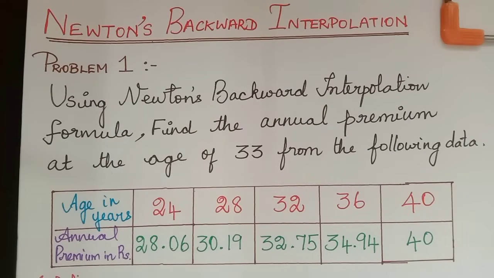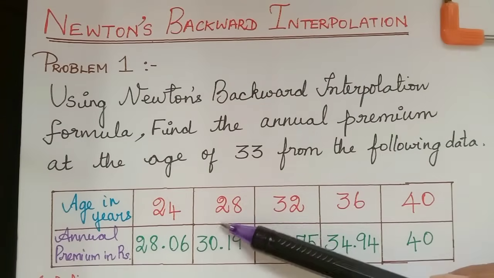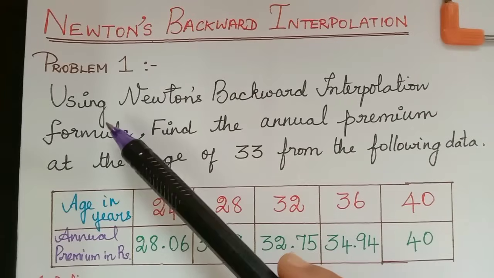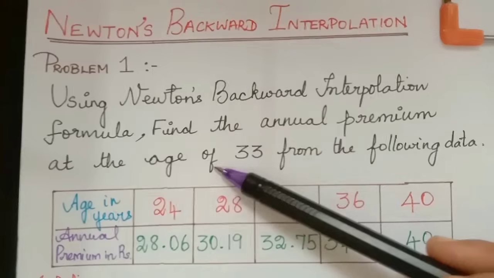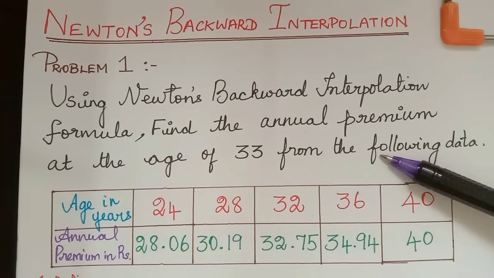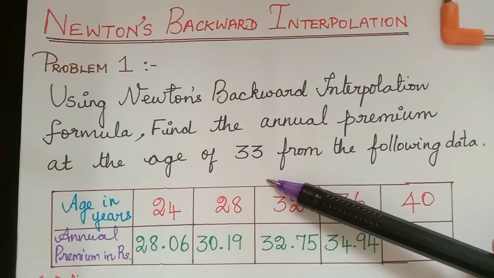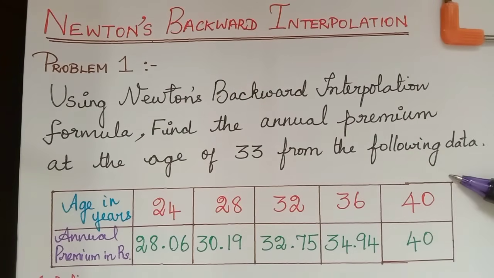Dear students, previously we have learnt about Newton's forward interpolation. Now we are going to learn about Newton's backward interpolation. Now here we have a problem which says that using Newton's backward interpolation formula, find the annual premium at the age of 33 from the following data.